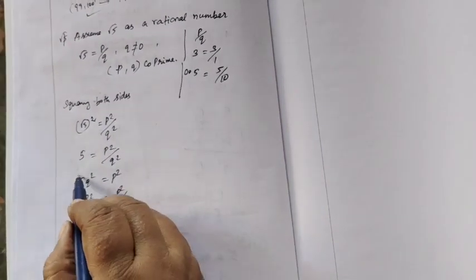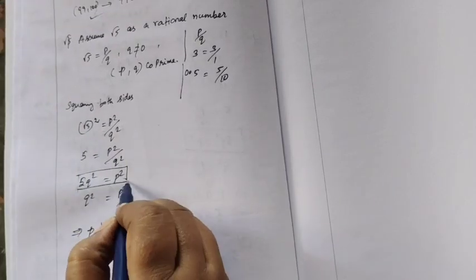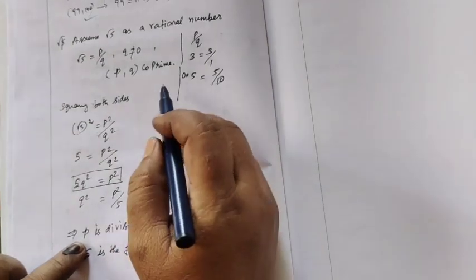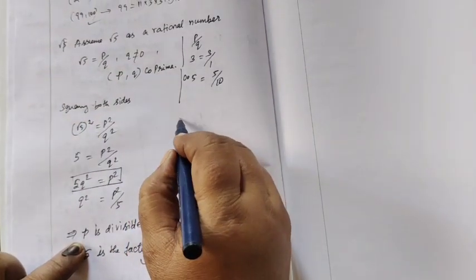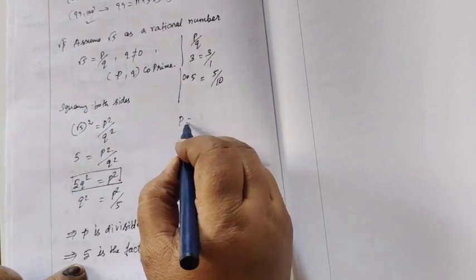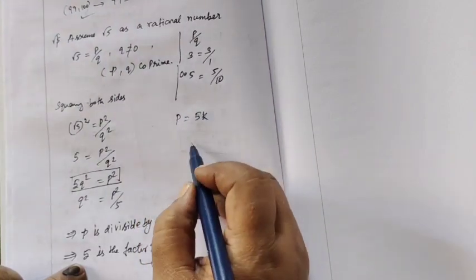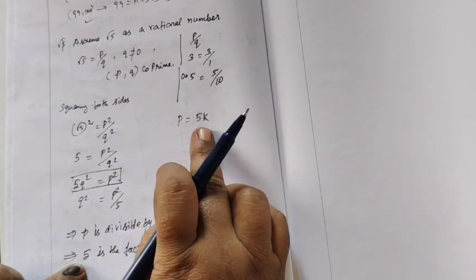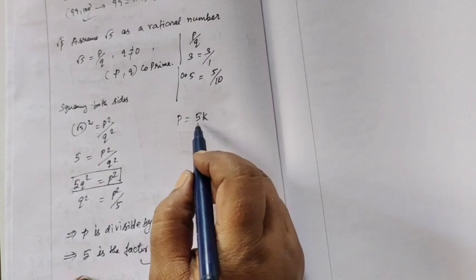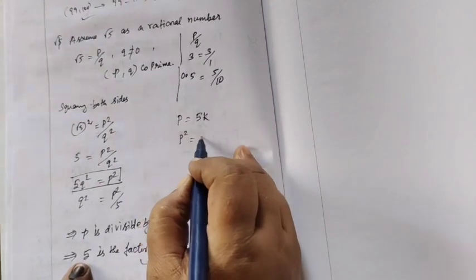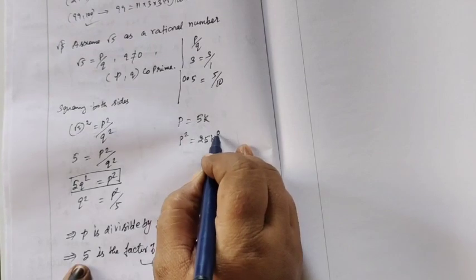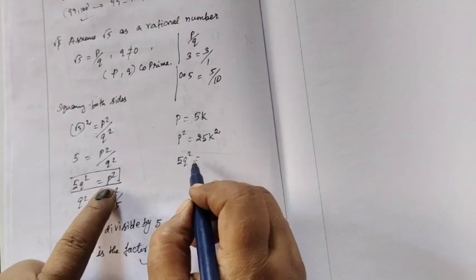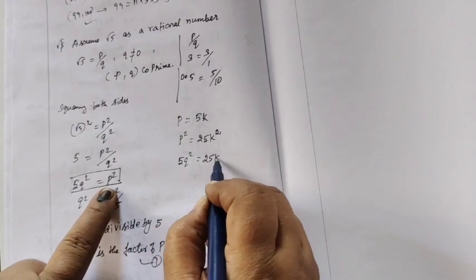Now consider this. Since P is divisible by 5, we can write P equal to 5K, because it is divisible by 5 means P equal to 5 times some constant. Now substitute this value, P squared equal to 25K squared. Substitute here. So 5Q squared equal to, instead of P squared you write 25K squared.